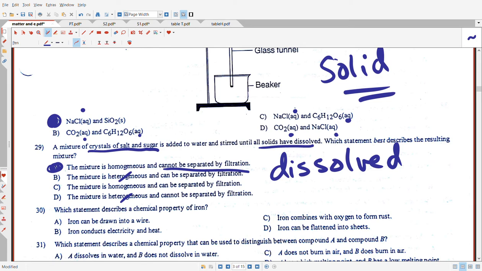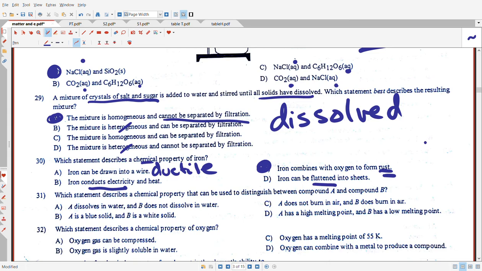Now, chemical versus physical property. Rust is the key word for chemical, so I'm done. Whether it could be flattened, or whether it conducts, or whether you could draw it into a wire, which is called ductile, those are all just physical attributes of a metal.